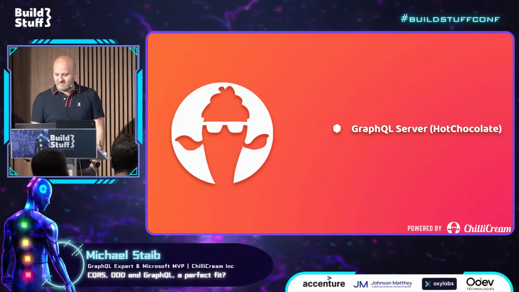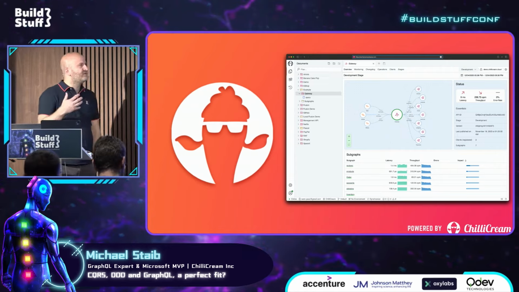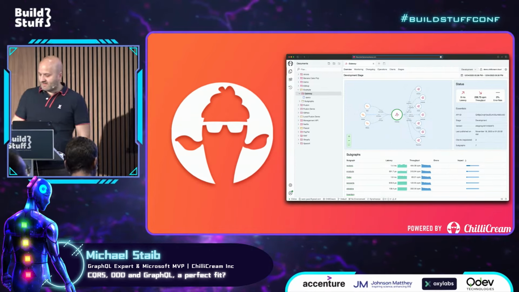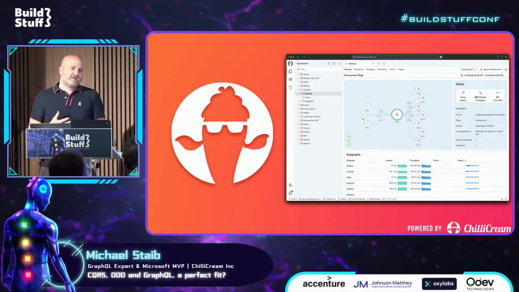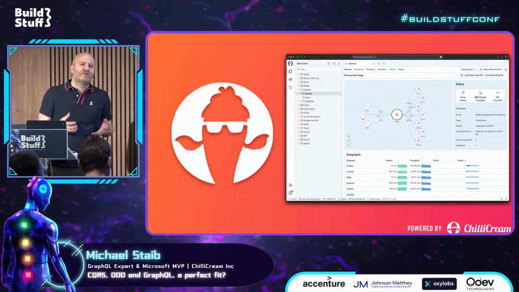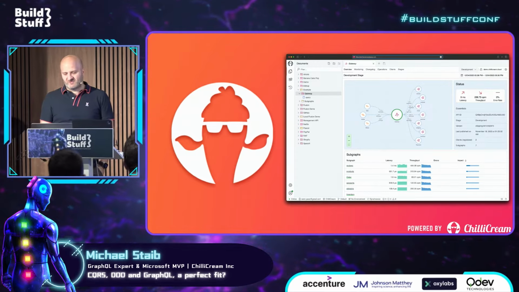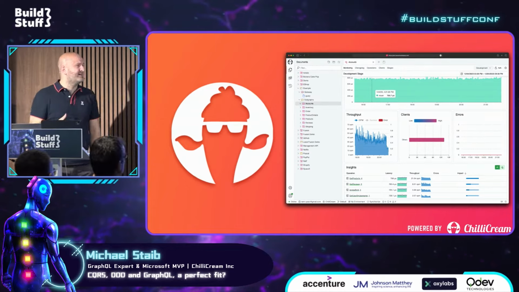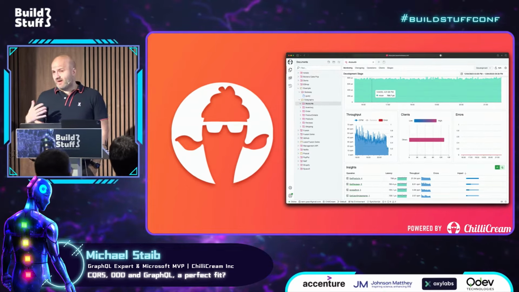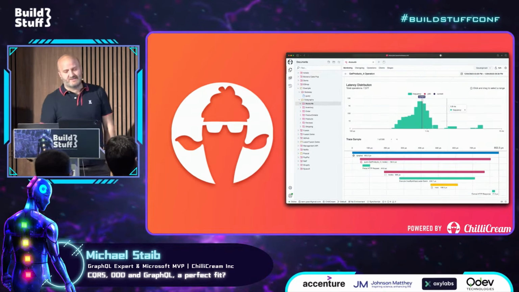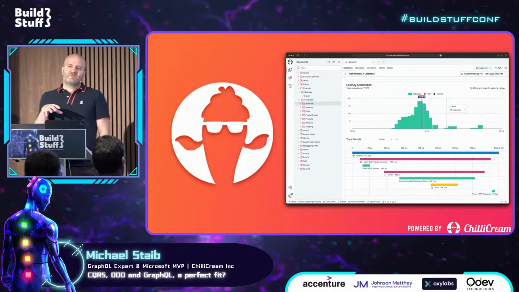And apart from that, we also are building tooling like Nitro, which is our GraphQL IDE, and allows you to test your GraphQL endpoint or monitor your gateway, get insights into your GraphQL server, and inspect your GraphQL request on a trace level.